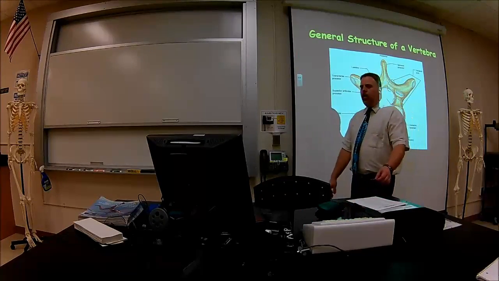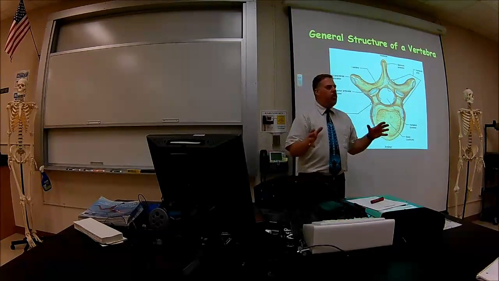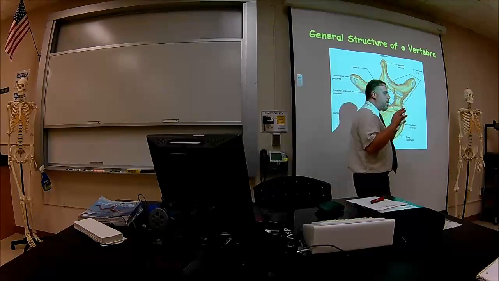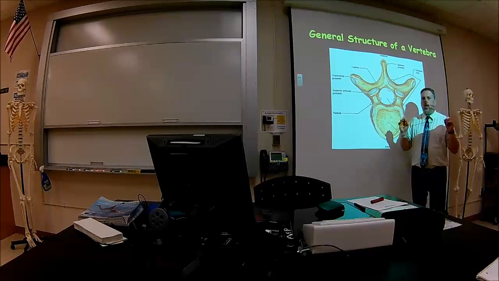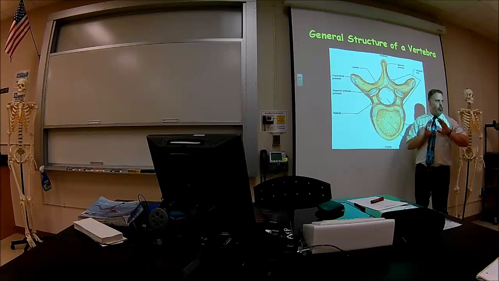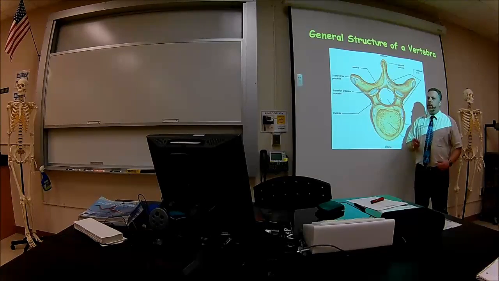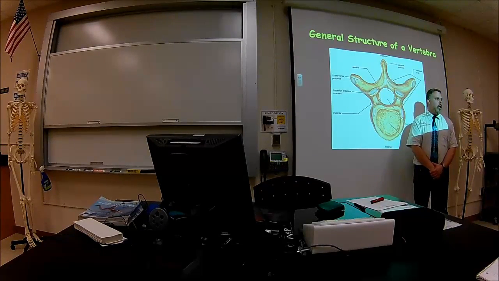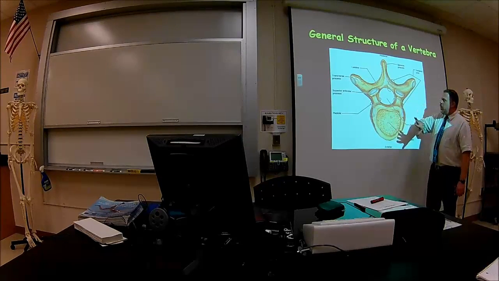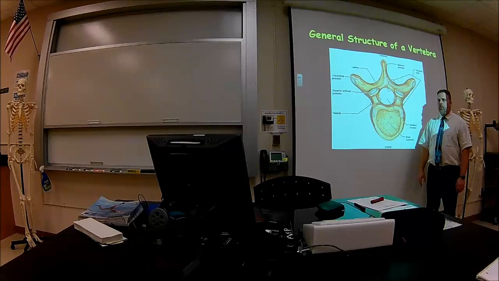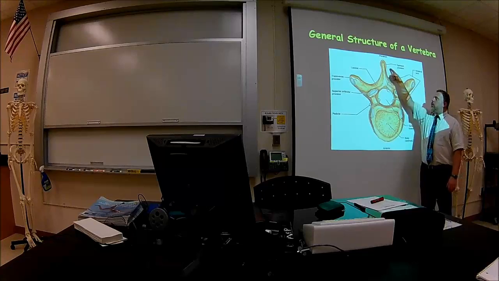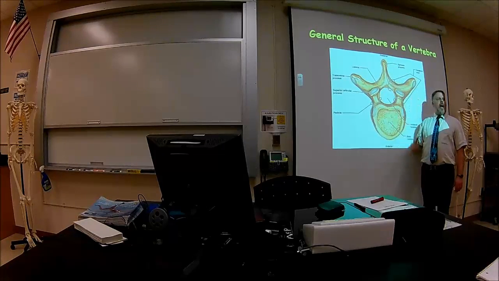Now, let's talk about a general run-of-the-mill structure of a vertebrae. I'm not talking about a lumbar vertebra or a thoracic. Let's just look at a regular vertebrae and its parts, and then I'll show you the differences between these vertebrae. You're looking at the top of the vertebra. Okay? This is anterior by the belly. This is posterior towards the back.